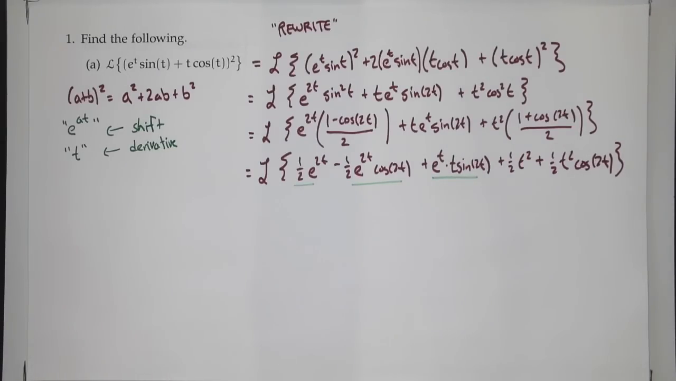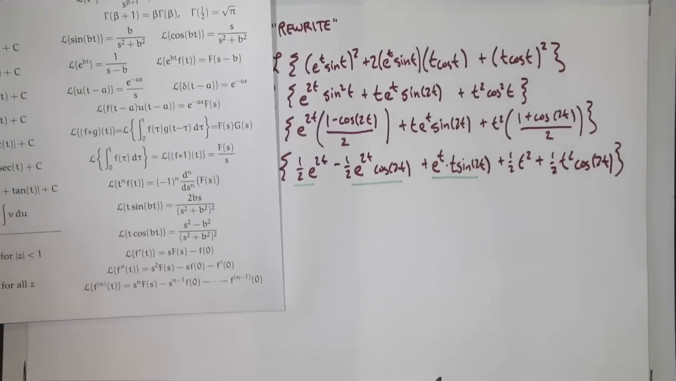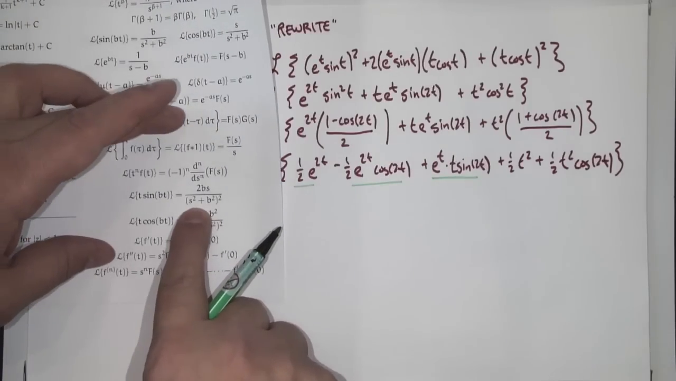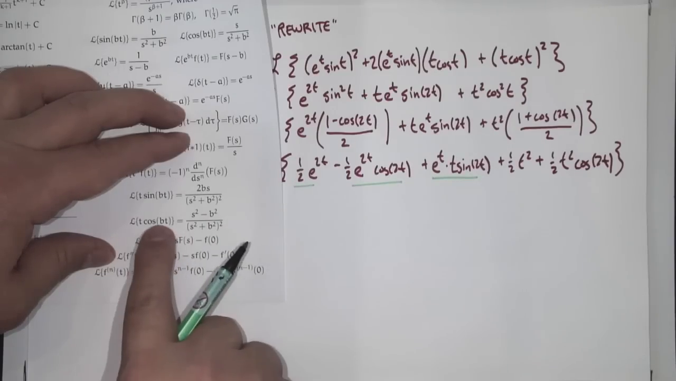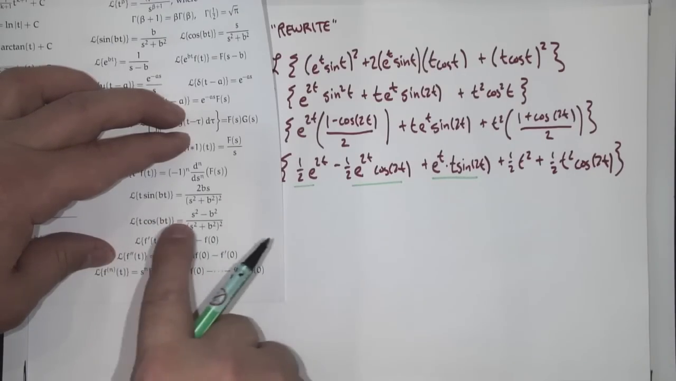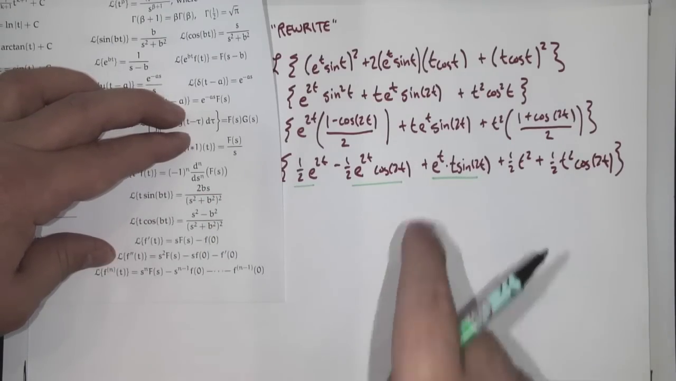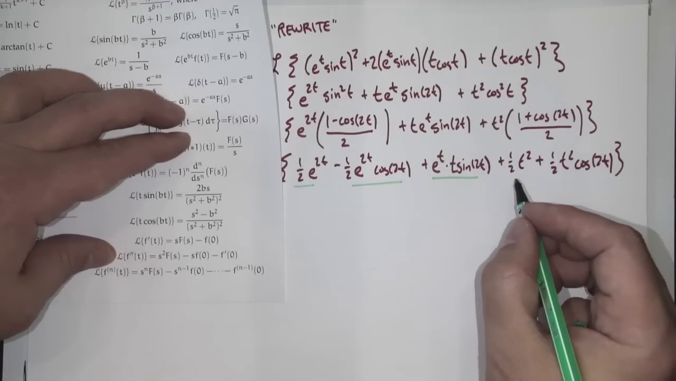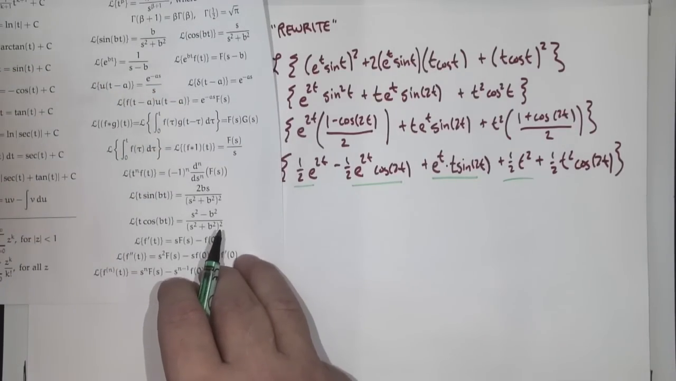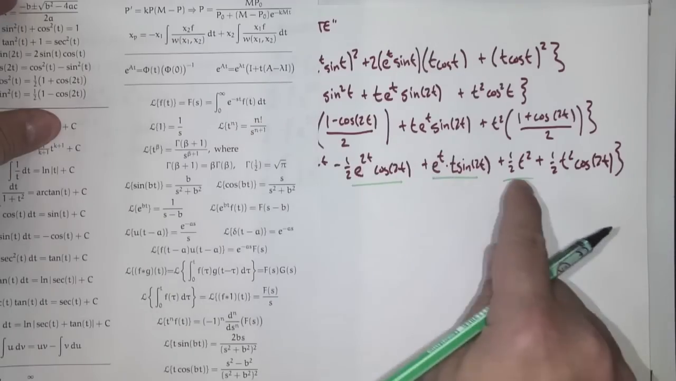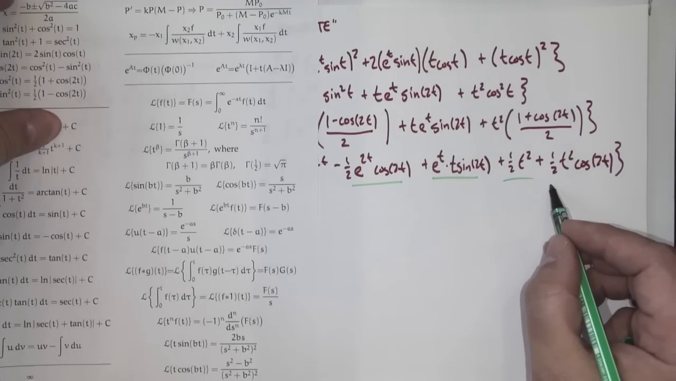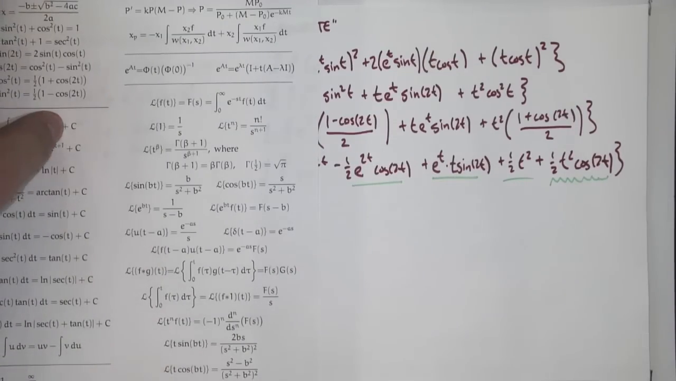Now, what about this next term? e to the t times t sine 2t. Well, if we've studied our sheet, we might remember that there is a t sine bt already there. And so now we say, we can handle that. It's just going to be this expression with a shift. So that's straightforward. A half t squared. Well, we know how to handle t to a power. That's straightforward. And then, we saved the best for last.